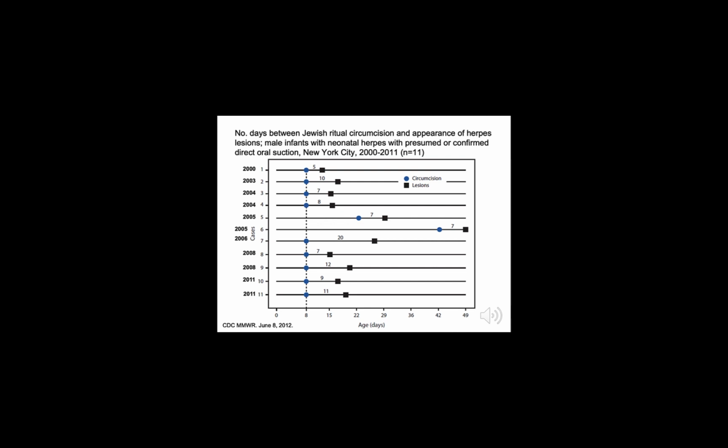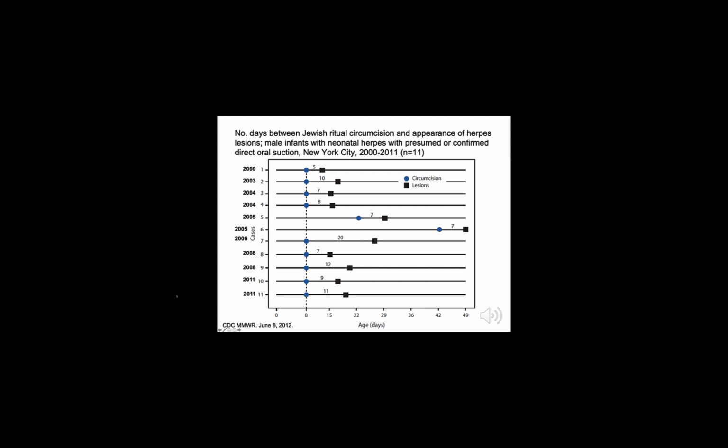So what I want to show you is that these blue dots represent the day of circumcision, and these black squares represent when herpes lesions were noted, and these were all laboratory confirmed cases. And you can see that in every case, the incubation for neonatal herpes is thought to be about 2 to 12 days, and so in every case, herpes followed and did not precede circumcision. In traditional Jewish practice, circumcision is performed on the 8th day of life. So these blue circles are all on the 8th day of life.